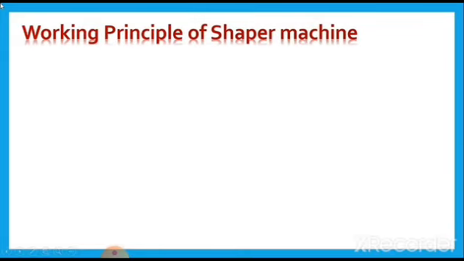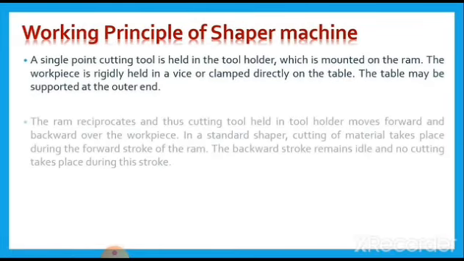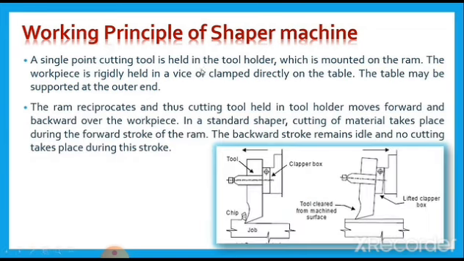This slide represents the working principle of a shaper machine. A single point cutting tool is held in a tool holder which is mounted on the ram, as we saw earlier. The workpiece is rigidly held in a vise or clamped directly onto the table, and this table may be supported at the outer end. The ram reciprocates, and thus the cutting tool held in the tool holder moves forward and backward over the workpiece. In a standard shaper, the cutting of the material takes place during the forward stroke of the ram, while the backward stroke remains idle, and no cutting takes place in the return stroke.